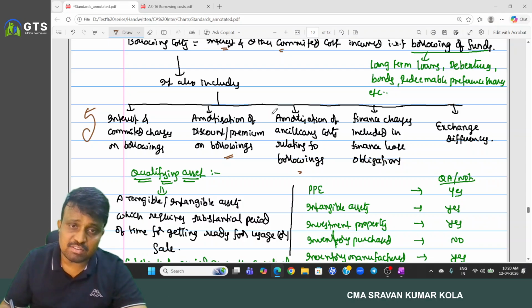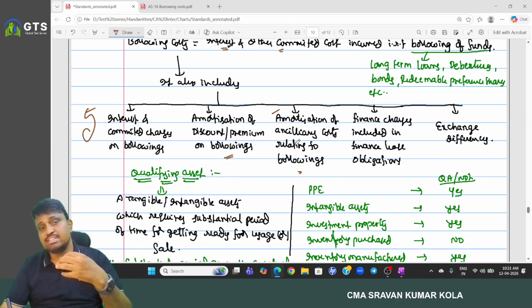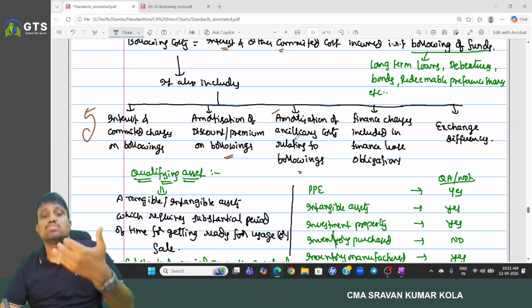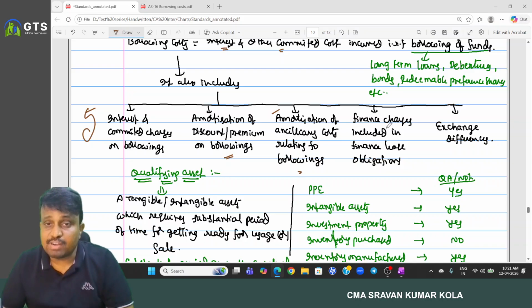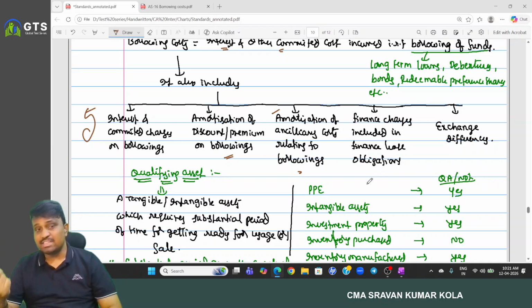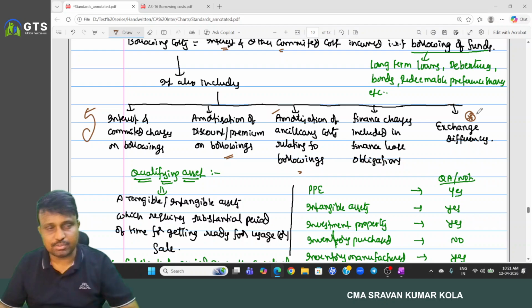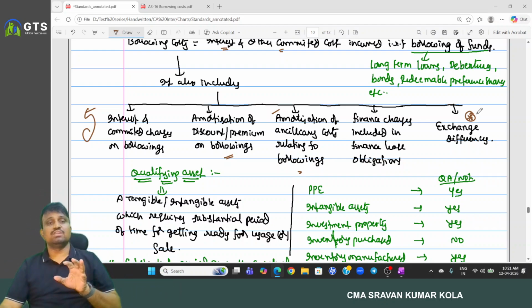Another one is amortization of the ancillary costs relating to the borrowing, meaning whatever cost you incurred at the time of raising the borrowing, and finance charges included in finance lease obligations. We'll discuss that in AS-19, Leases. And another one is exchange difference. We have a separate discussion about exchange difference, and I will explain it there. These five points are covered under borrowing cost.